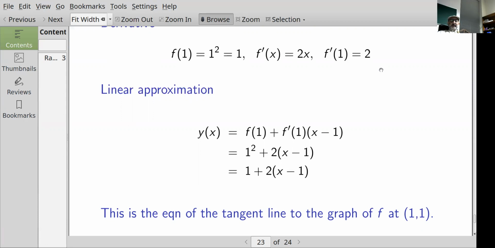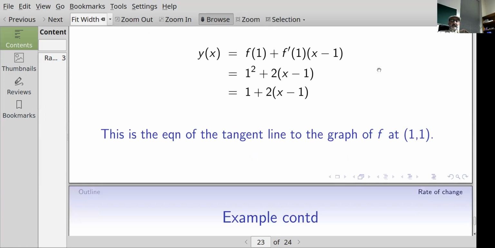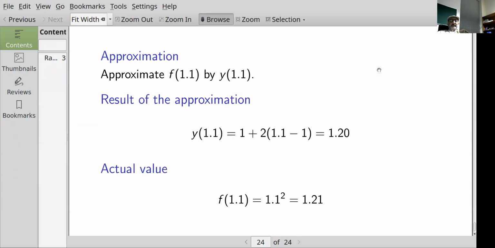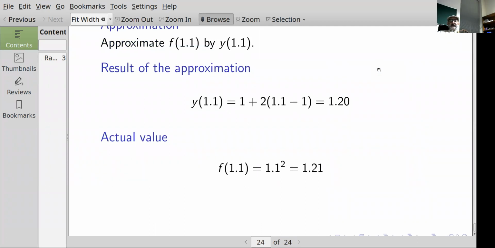So now, we can compare. What is f at, say, 1.1, and what is y at 1.1? So how well does the approximation y of 1.1 agree with, how close does that come to the actual value f of 1.1? Well, here it is. Y of 1.1 is 1.20, and the actual value, f of 1.1, is 1.21. So that's not too bad.